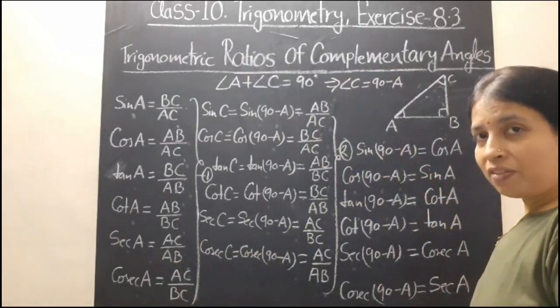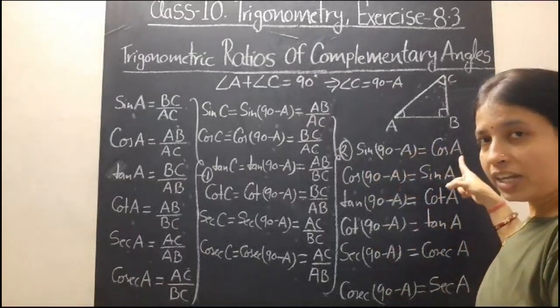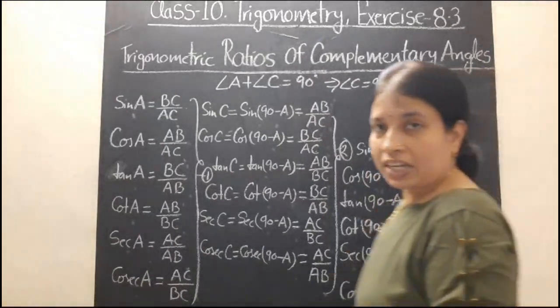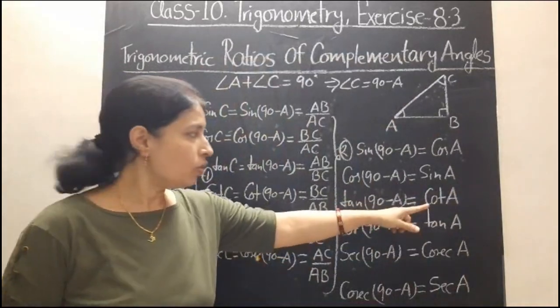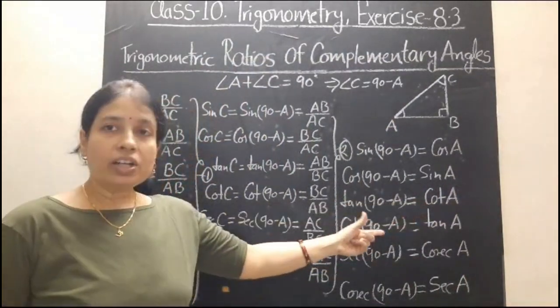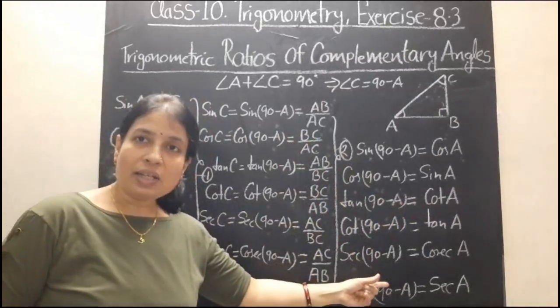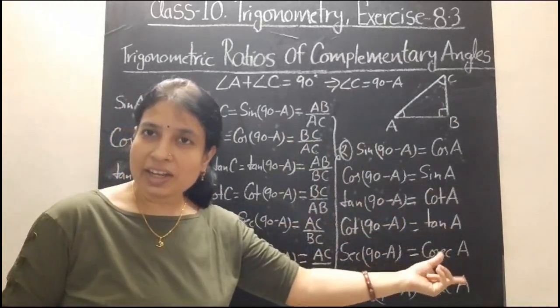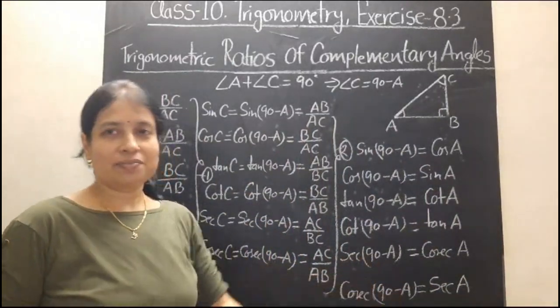So this one is our final result. It is sin 90 minus A is equal to cos A. Cos 90 minus A is equal to sin A. Tan 90 minus A is equal to cot A, and cot 90 minus A is equal to tan A. Then sec 90 minus A is equal to cosec A, and cosec 90 minus A is equal to sec A.